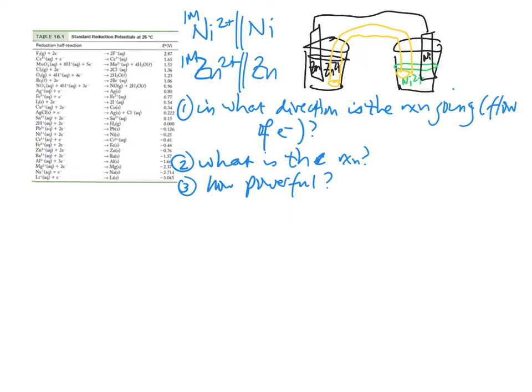So the first thing that we can answer from the chart is in what direction? Well, we'll note that we can find nickel here at negative 0.25 and zinc down here at negative 0.76. So nickel has the more positive value.